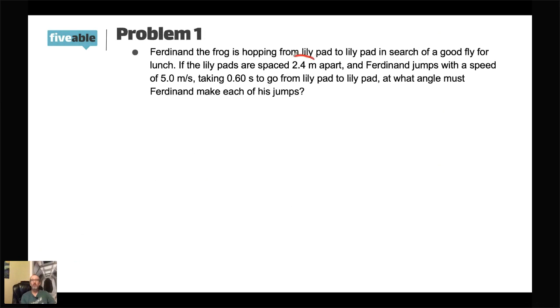So the very first thing that's important here is that 2.4 meters. It says they are spaced 2.4 meters apart, so that is our change in position. Ferdinand jumps with a speed of 5 meters per second. So we know that our original speed or velocity is 5 meters per second. And it takes 0.6 seconds for the frog to go from lily pad to lily pad. So that would be our time, or our change in time. So that is equal to 0.6 seconds. Now, we know that in order for the frog to jump, the frog's got to jump at an angle. So we're going to give that frog this angle, and we know that the original speed here is 5 meters per second.